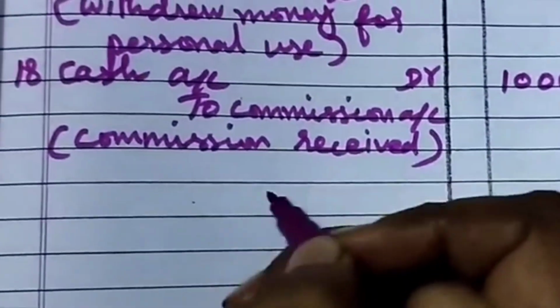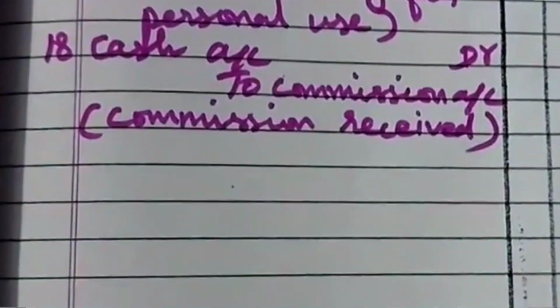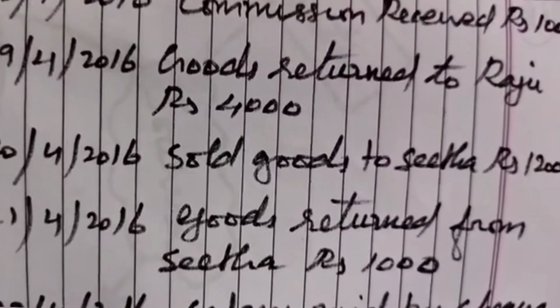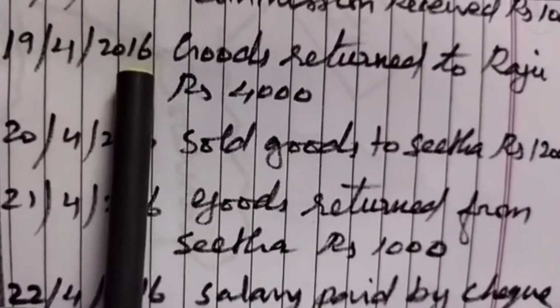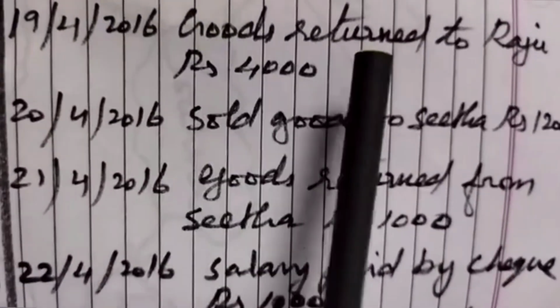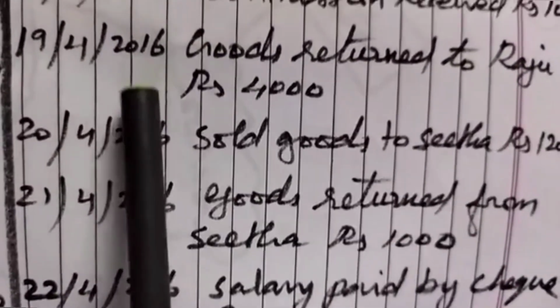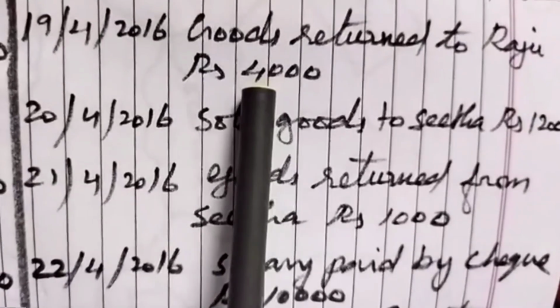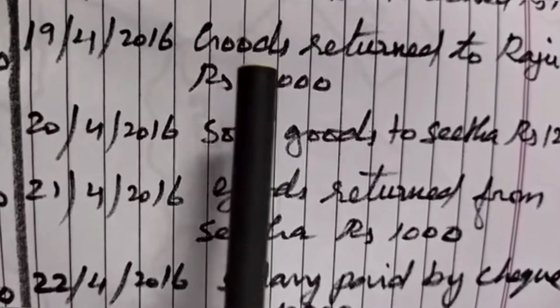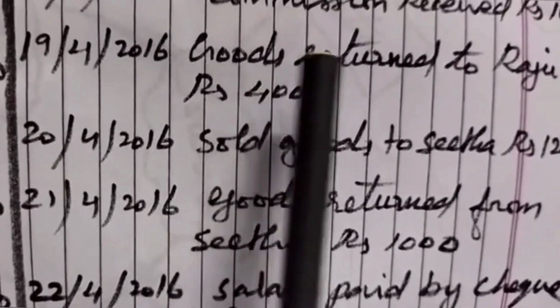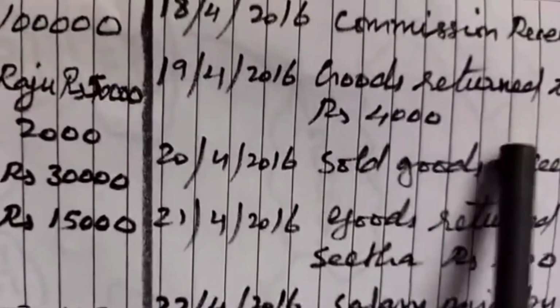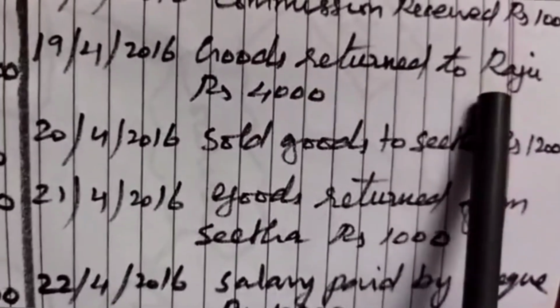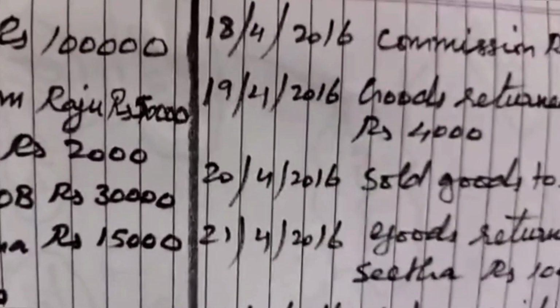Now we can go to the next transaction. What is the next transaction? 19th April 2016. Goods returned to Raju rupees 4,000. That means we purchased some goods from Raju some days before. We have to see that one. On which date did we purchase goods from Raju? See here.